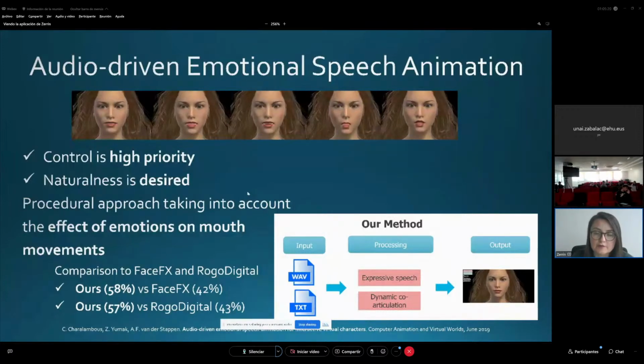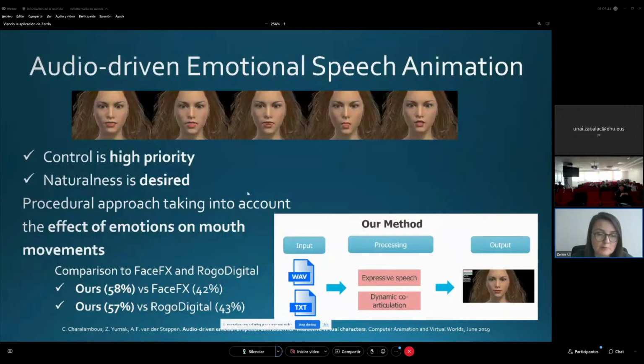In our method, we took an audio file and parsed it for the phonemes, and we applied an expressive speech component and a dynamic co-articulation model that changed depending on the emotional signal analysis, the intensity and pitch in the audio.